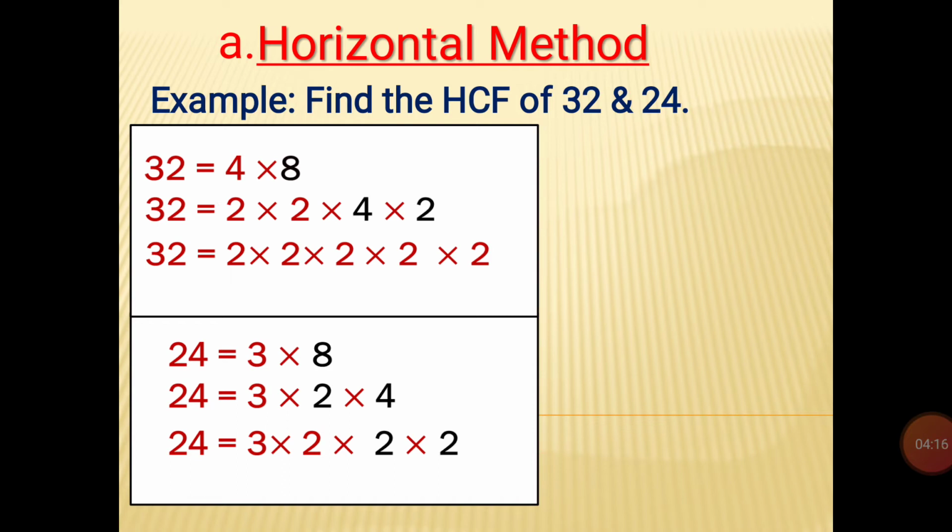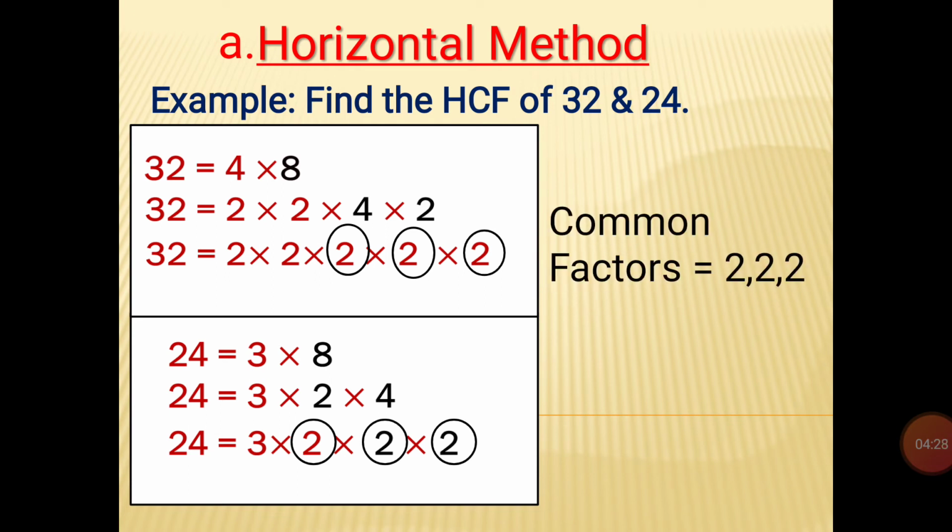Now, let's have a look at the common factors of 32 and 24. They are 3 times 2, that is 2, 2 and 2. So we'll write common factors as 3 times 2. Now, for finding HCF, we will take 2 into 2 into 2 and multiply. 2 2s are 4, 4 2s are 8. Therefore, HCF of 32 and 24 is 8.